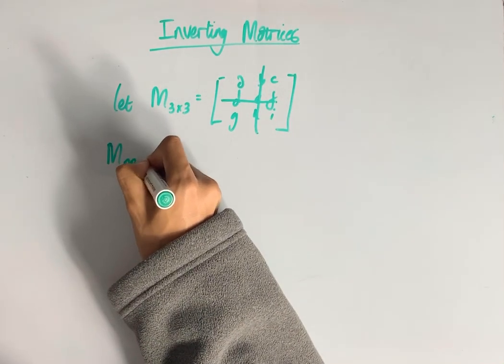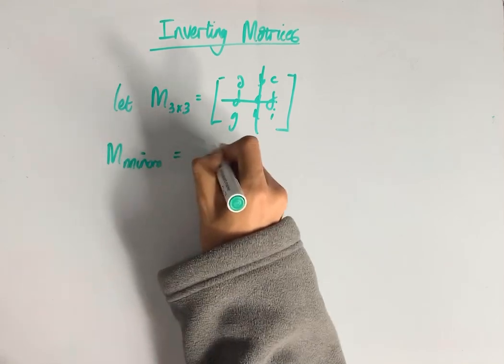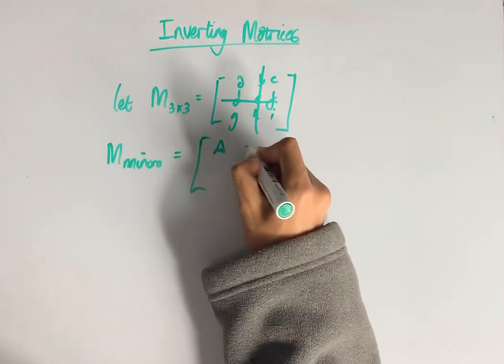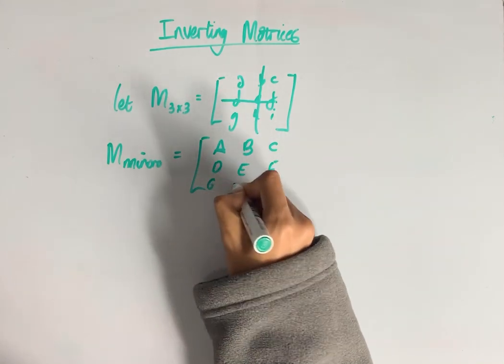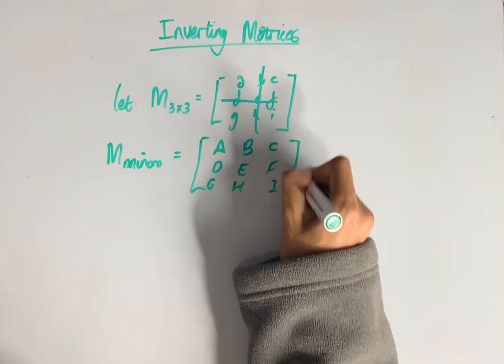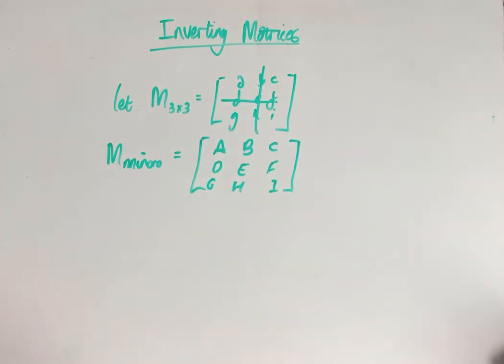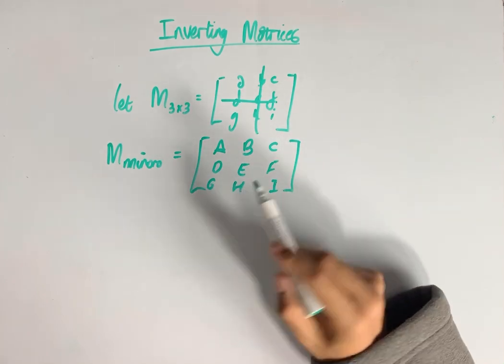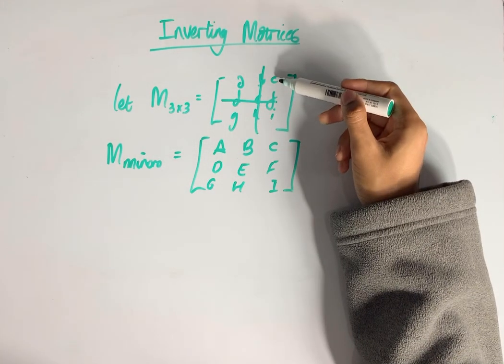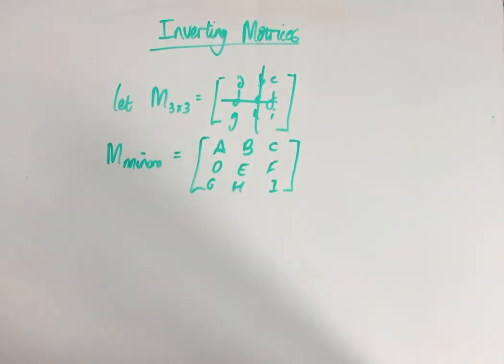That's our first step to finding the inverse. And what you end up with is A, B, C, D, E, F, G, H, I. It's quite a lot of effort to do that for each element. But once you do that, you are left with this matrix of minors, where every element is the minor of its corresponding element in the initial 3 by 3 matrix M.